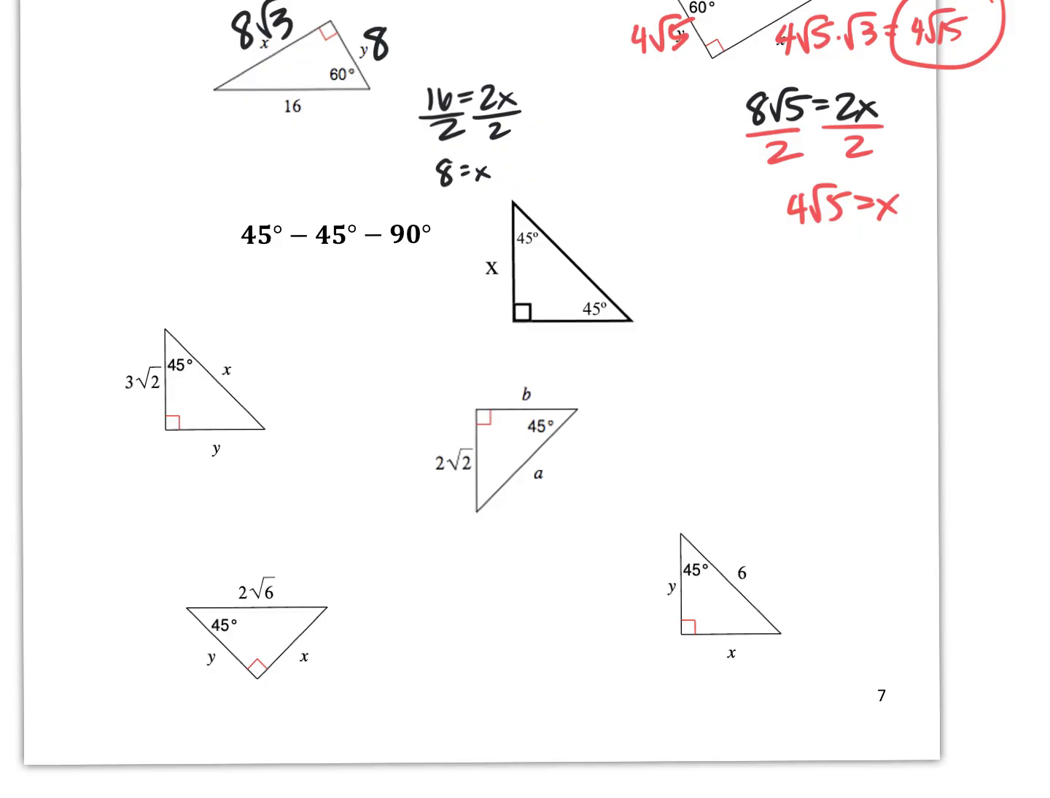Yes. This would be isosceles. Isosceles triangles, if they've got the same base angles, they're going to have the same sides. And then does anyone remember what that hypotenuse is?